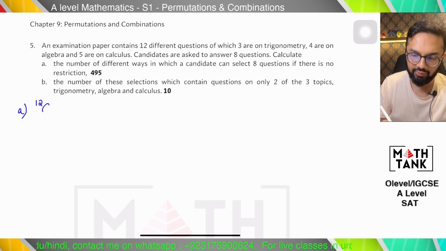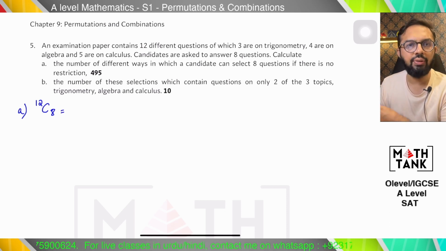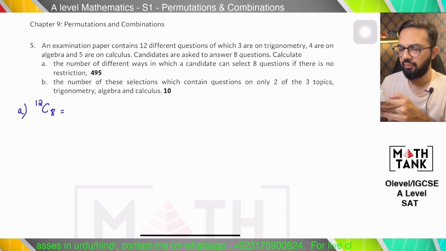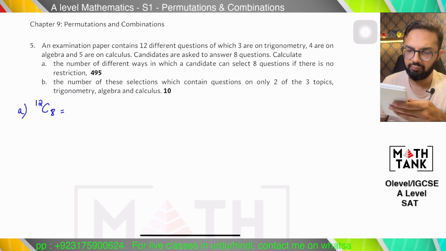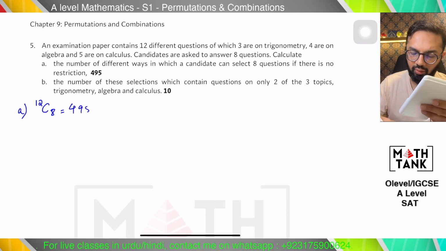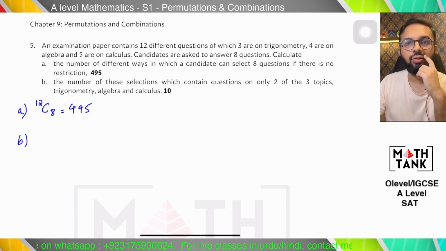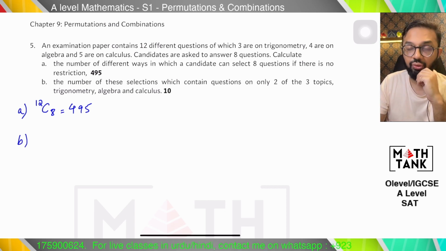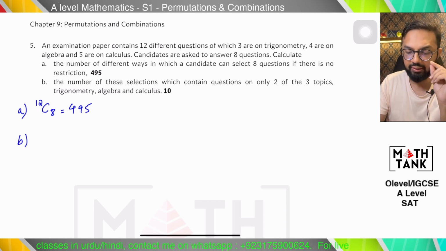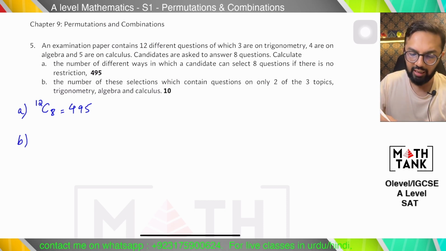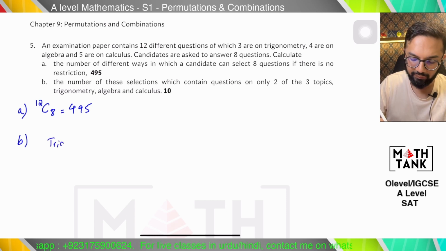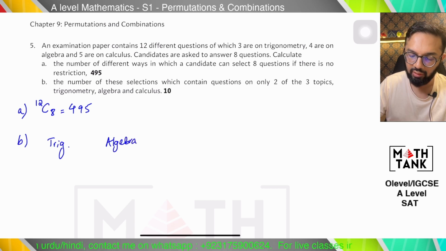Okay, so 12 different questions. I just want to select 8 of them, and that should give me the final answer. There's no difficulty there. Okay, part B. The number of these selections which contain questions on only two of the three topics, trigonometry, algebra, and calculus. Now I have to put out that division first before I can go on. Trig, algebra, and calculus.